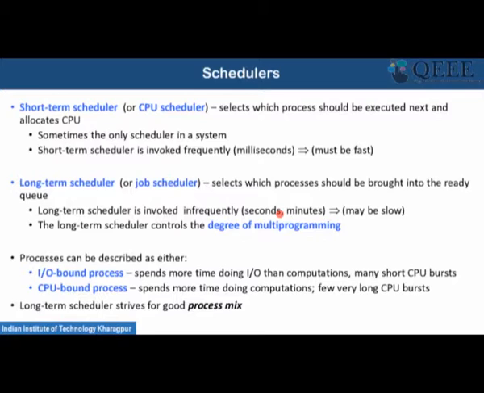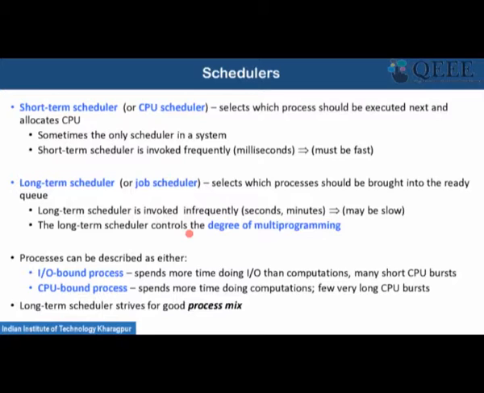Once the execution of a process gets completed and the process leaves the ready queue, during that time the long term scheduler or the job scheduler fetches the next process and puts it to the ready queue. So, this long term scheduler controls the degree of multiprogramming.